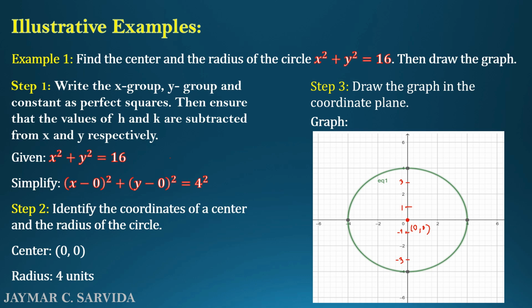The same also on our right, on our x-axis. Count 4 units: 1, 2, 3, then 4. Then 4 units to the left of our x-axis: negative 1, negative 2, negative 3, then negative 4. So just 4 units above, below, to the right, and to the left.